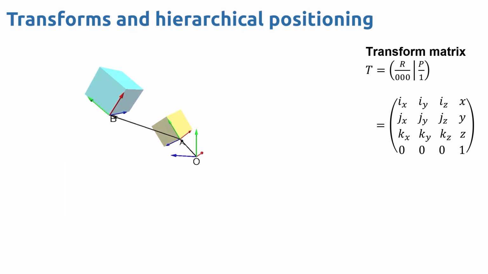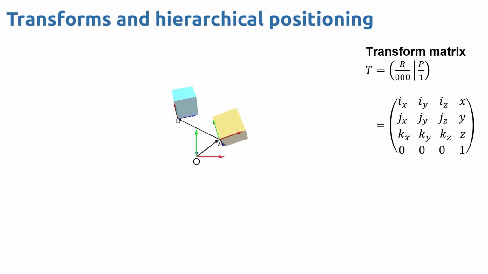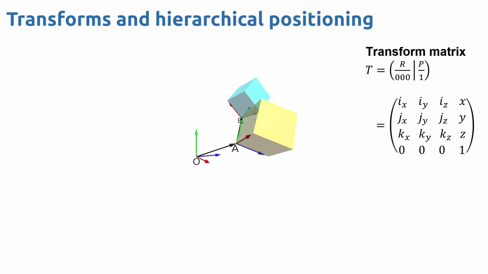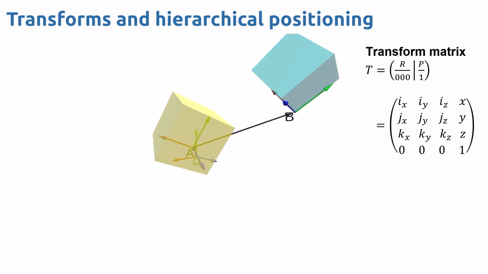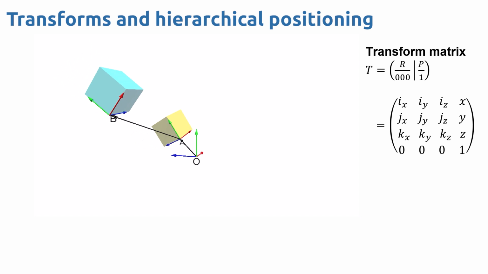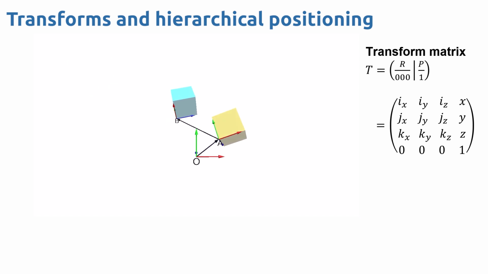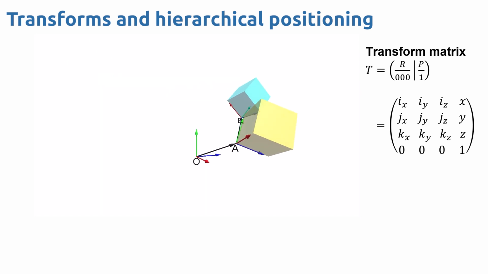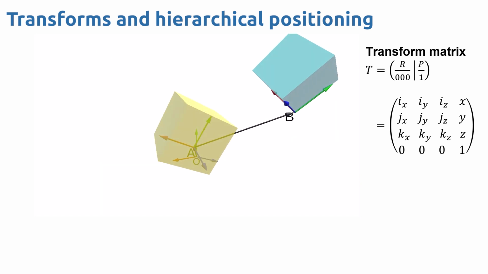The yellow cube in the animation is a child of world origin. Its position and orientation are defined by the transform matrix A. The blue cube is a child of the yellow cube, and its position and orientation are represented relative to the yellow cube using transform matrix B.